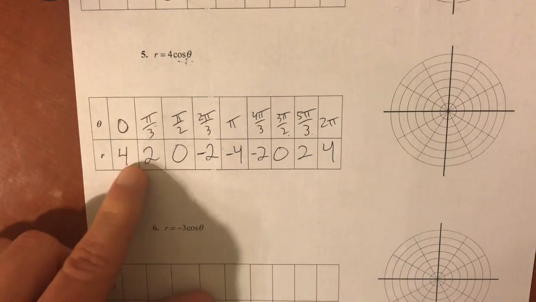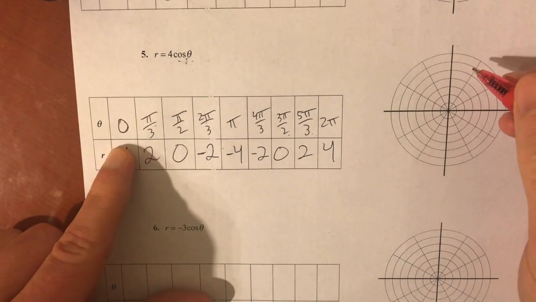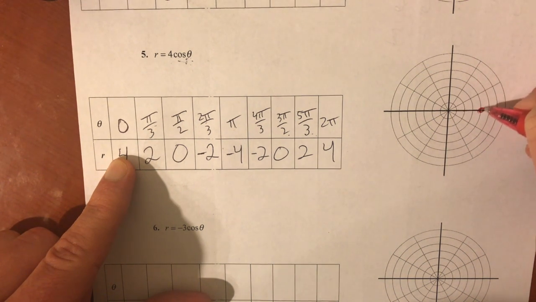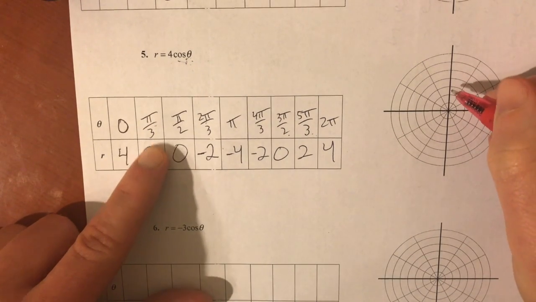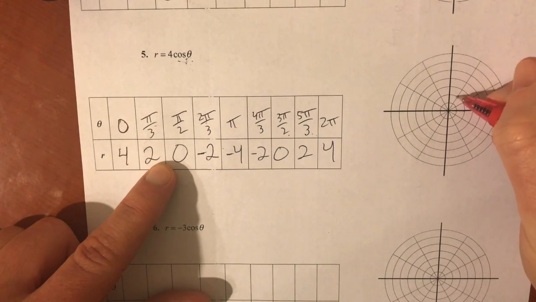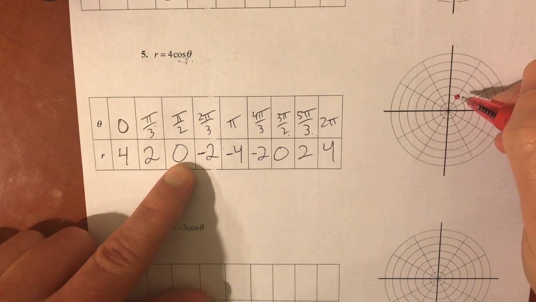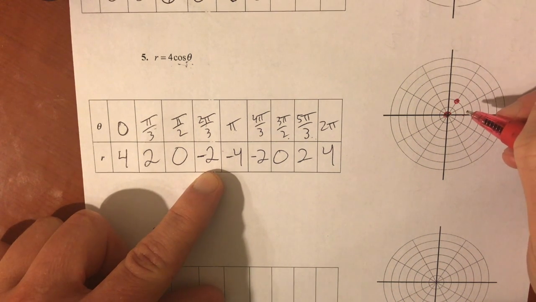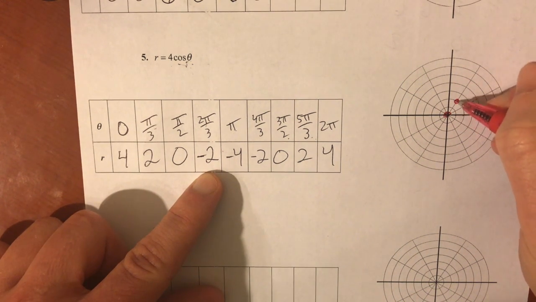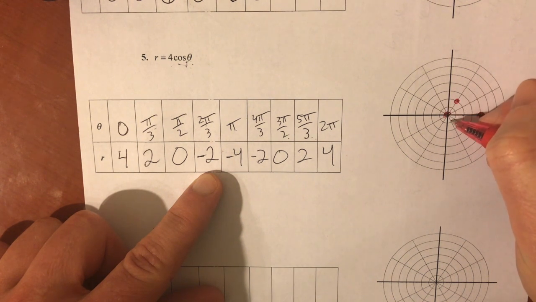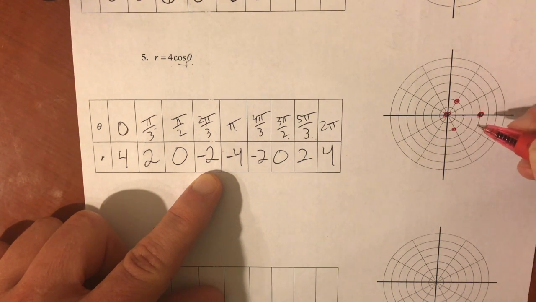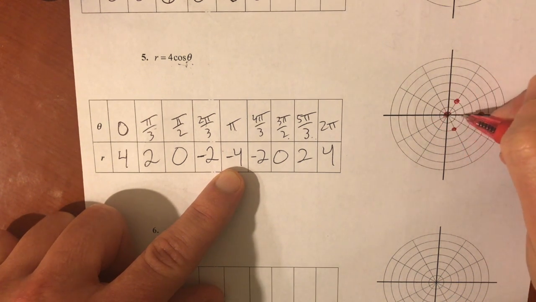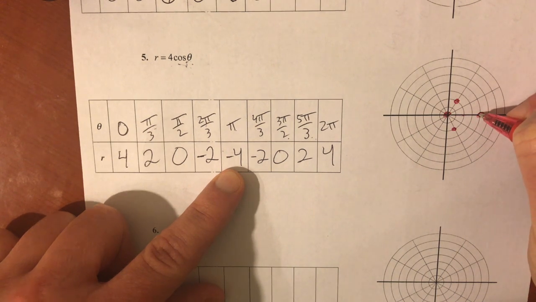And plot these points. 4, 0: r is 4, theta is 0, 1, 2, 3, 4. We're right here on the x-axis. Pi over 2, r is 0, you're at the pole. Negative 2, 2 pi over 3. So 2 pi over 3 will put you right here, but then r is negative 2, so 2 units behind. Pi, but then negative 4 puts you 4 units behind backwards, so that will put you right there actually.